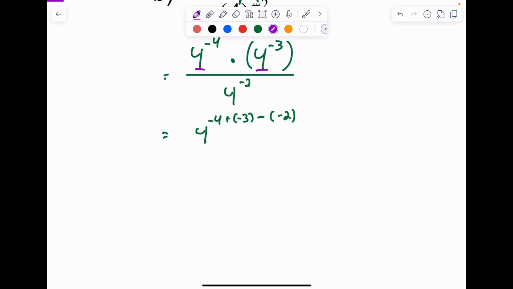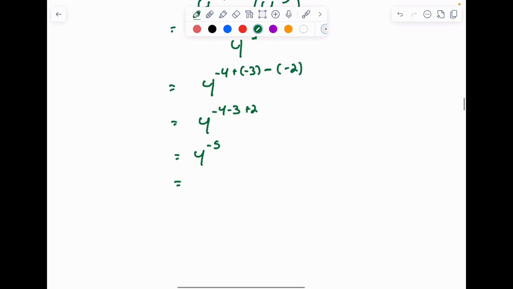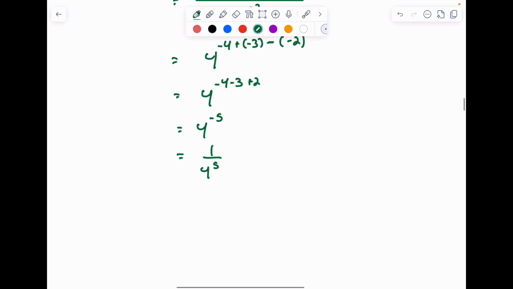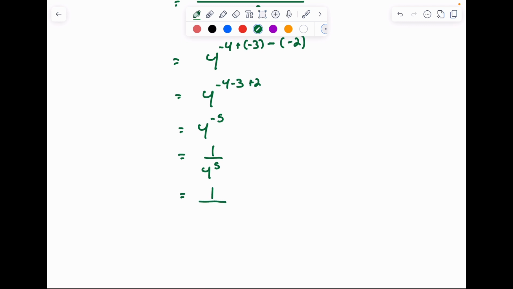So notice how I was able to put them all on one line, okay? Because they're all the same base. So then you get 4 to the minus 4 minus 3 plus 2. Clean that up. That's 4 to the minus 7 plus 2 is minus 5. So then 1 over 4 to the 5th, and then it asks us to actually evaluate, so we do need to evaluate this. So 4 times 4 times 4 times 4, times 4 again, is 1 over 1,024.